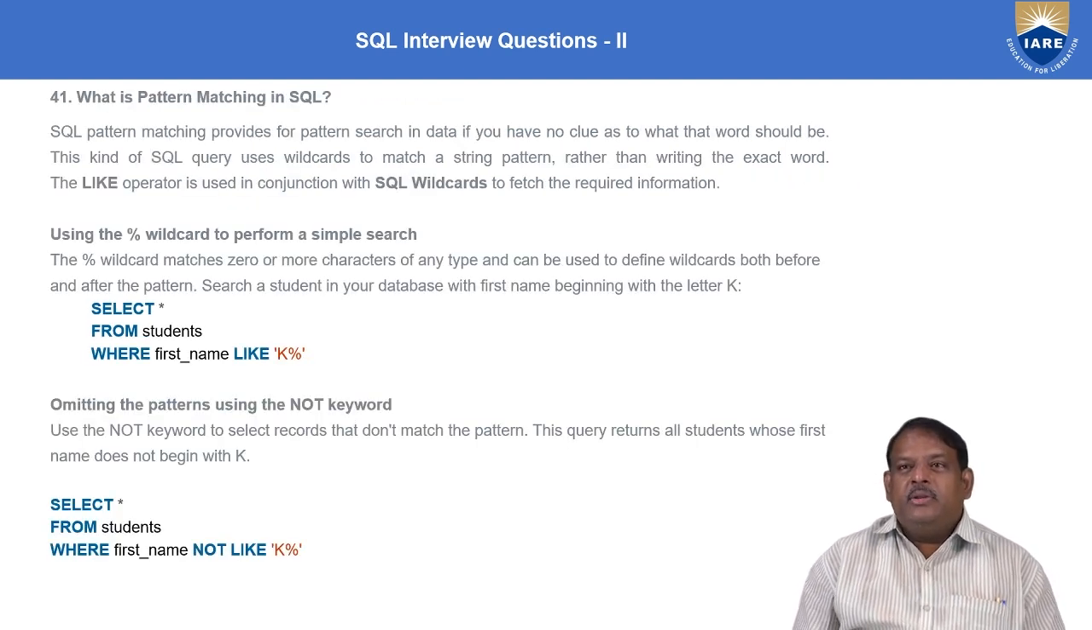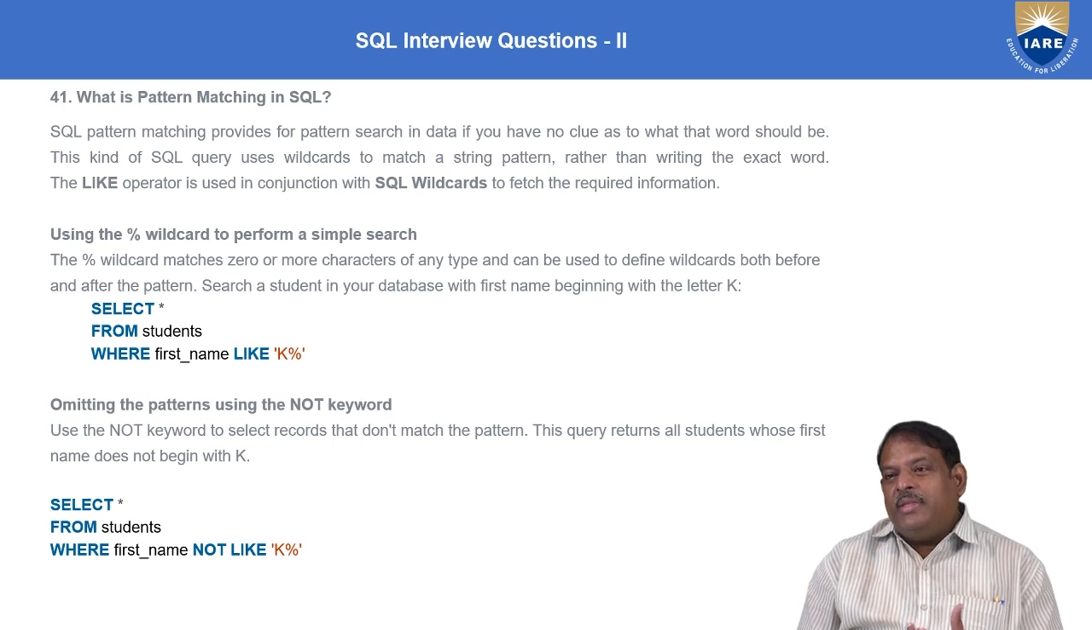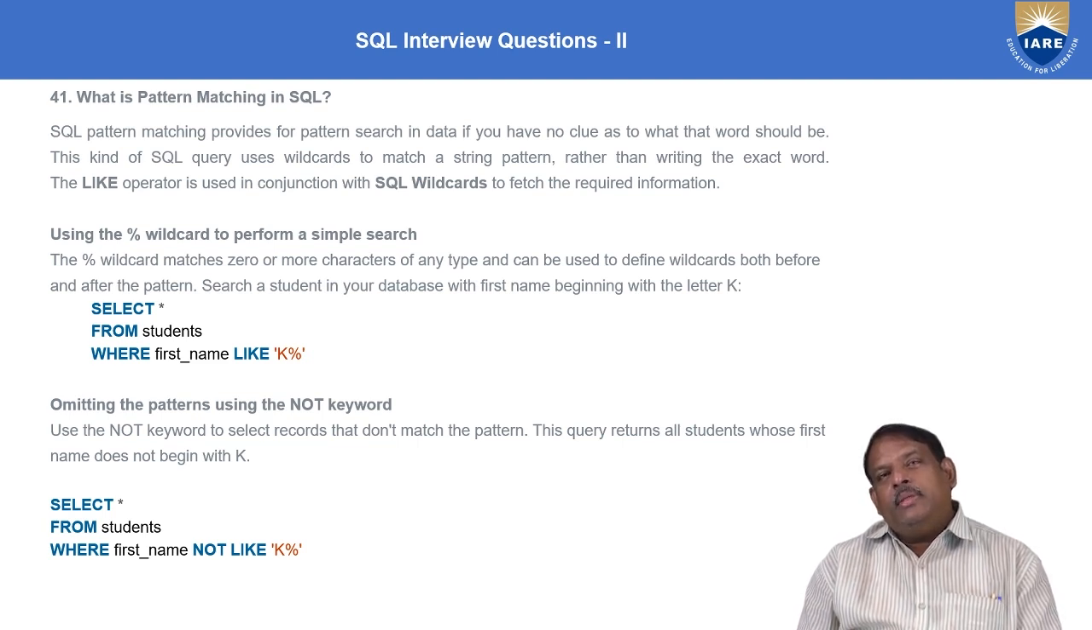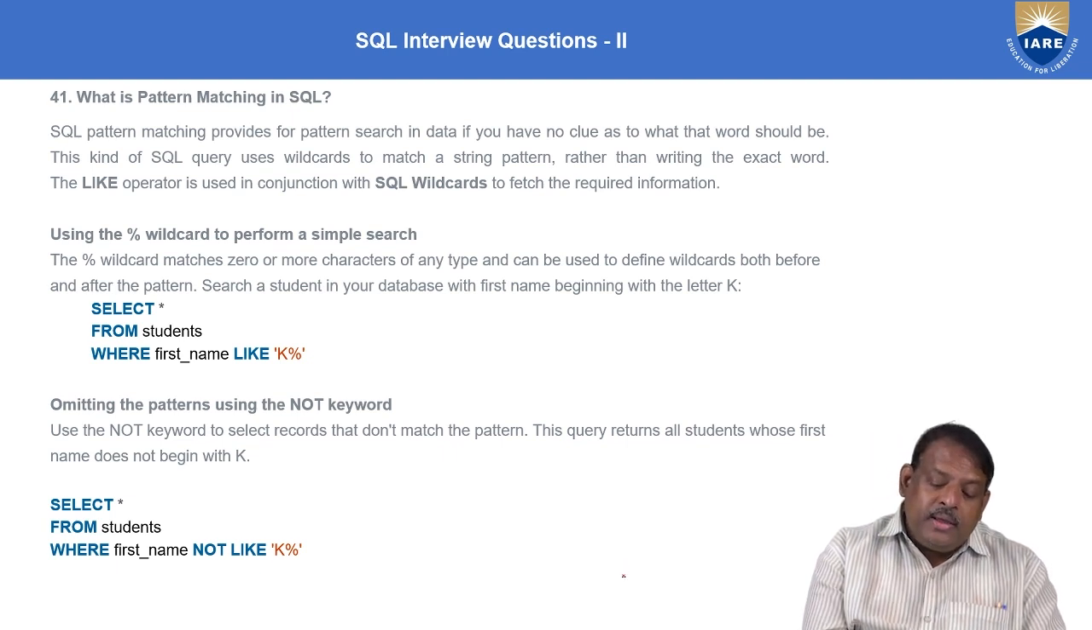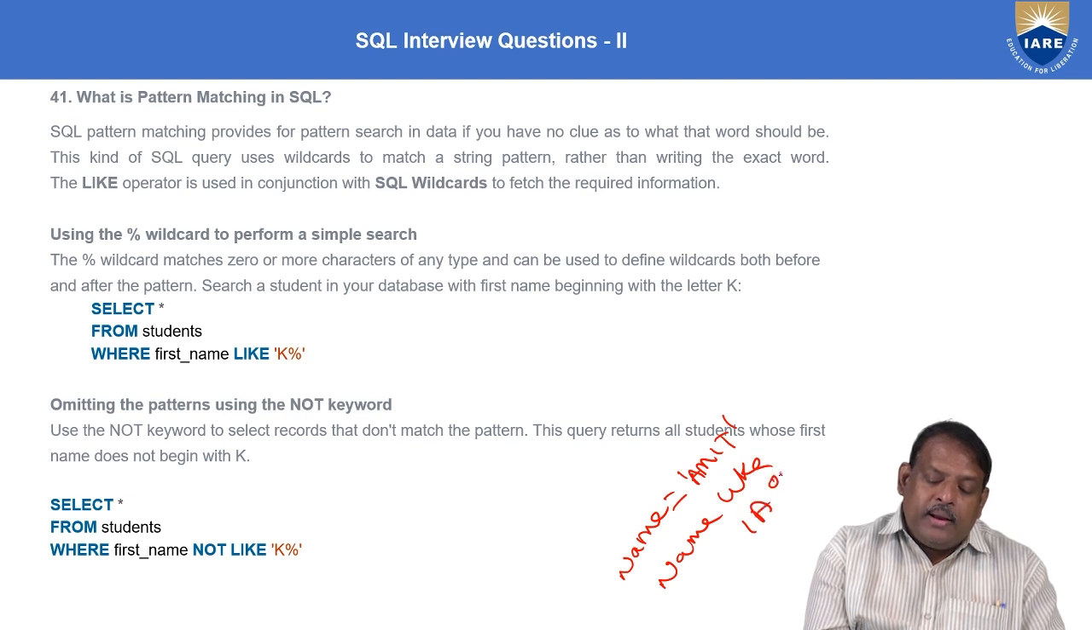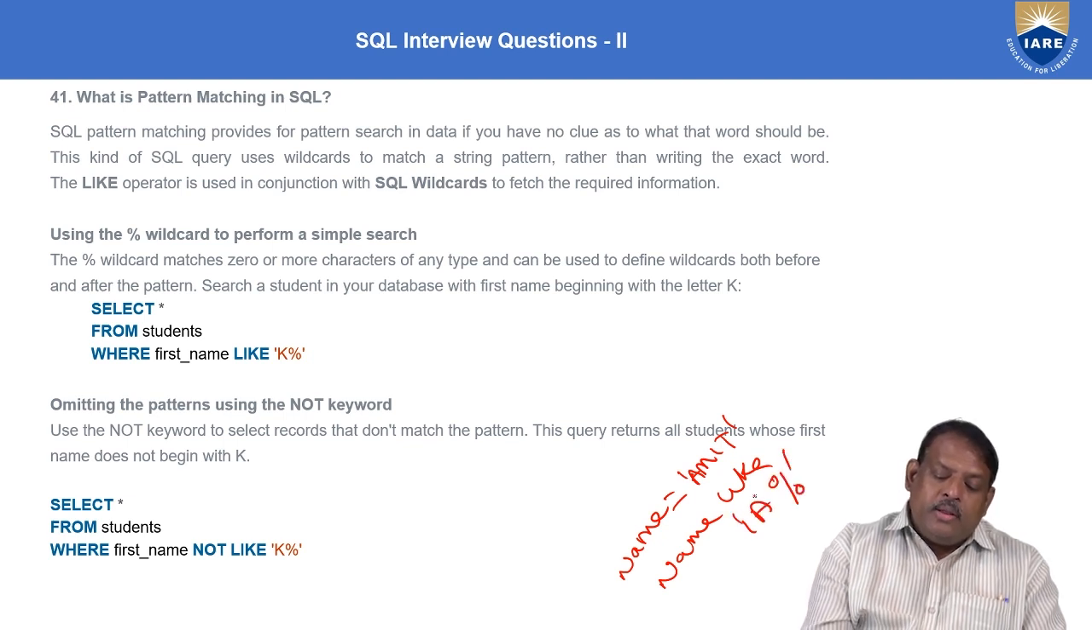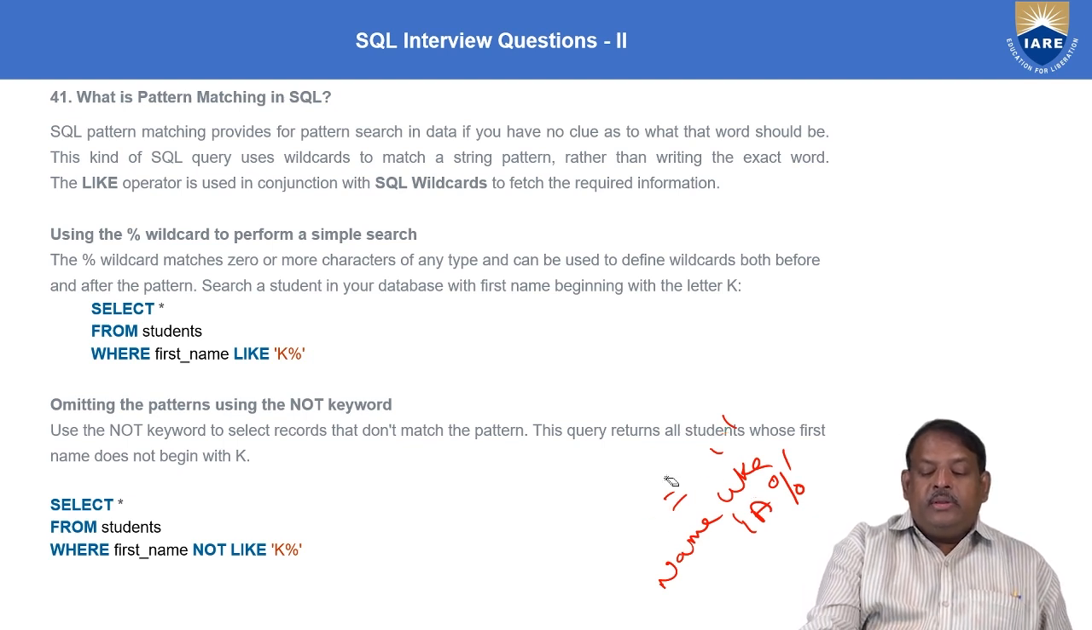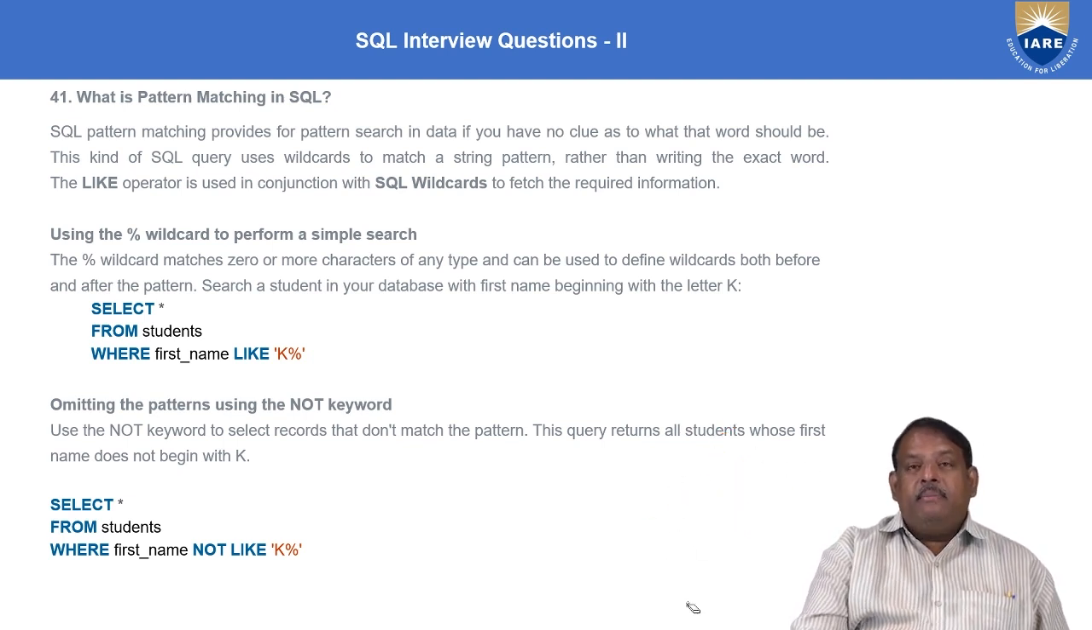What is pattern matching? Suppose you don't know the exact value in the database. You know that the name of the student is something like Avinash, or it could be Amit. So I only know that it starts with A. If I know the student name, I can say name is equal to Amit. If I don't know the exact name, I'll say name like starting with A. So the LIKE operator, 'A%'. LIKE is pattern matching in SQL Server.